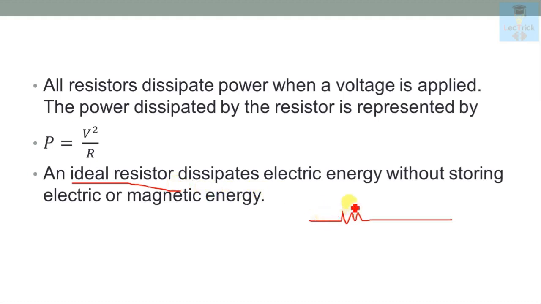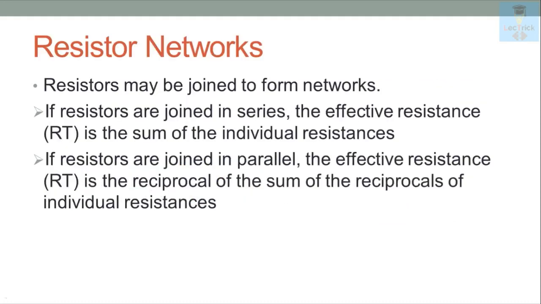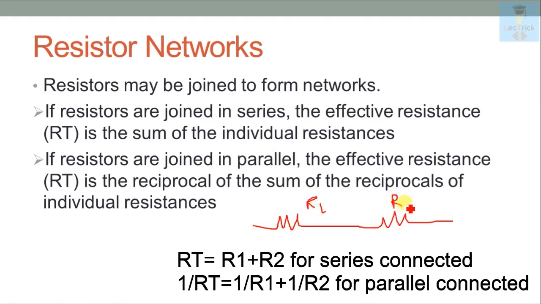Really, we are talking about an ideal resistor that won't store any electrical or magnetic energy. Then, in resistor networks, several resistors can be connected in series. Let me show you, for example, when resistors are connected in series, so this is my R1 and this is my R2.